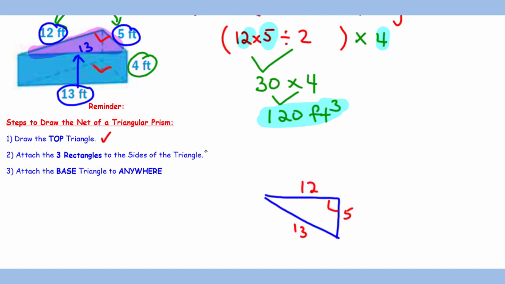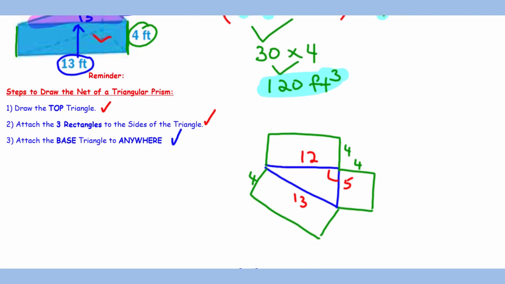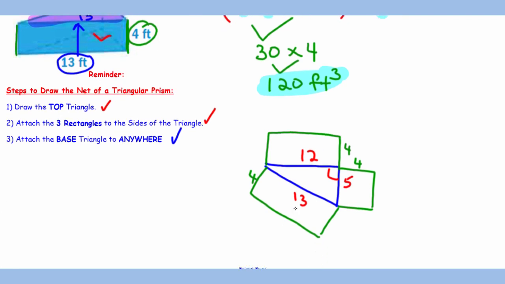Now we need to draw the 3 rectangles attached to each side, where the height of the rectangles is going to be 4 for each side. That means the rectangles I'm drawing would have a height of 4. And the last thing that we need to do is to attach the base, which is identical to the top, to anywhere. So I'm going to choose the bottom as my side to attach it to.